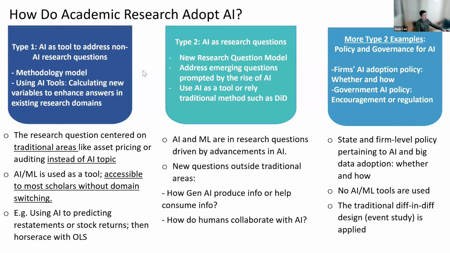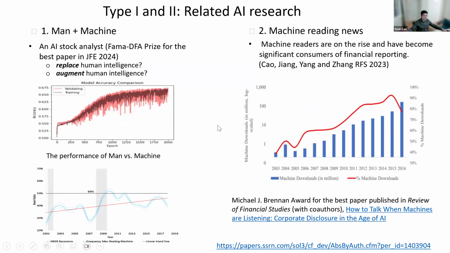You can see the trend. In 2014, when I started doing AI research, a majority of people were doing type 1. Then more people moved to type 2. And now the trend is that more people combine type 1 and type 2 together, and there's a lot of utility for us. Today I'm going to give some examples of type 2, using AI as a research question, and what kind of questions we can ask. So let's look at several examples.